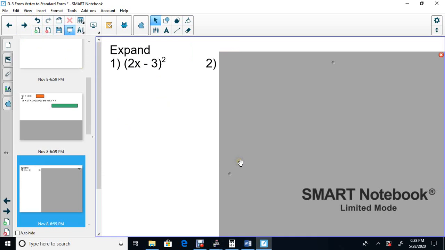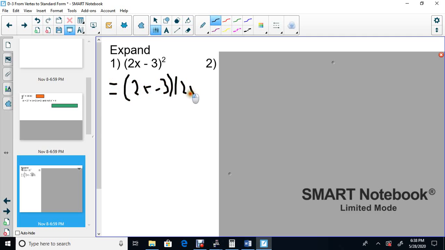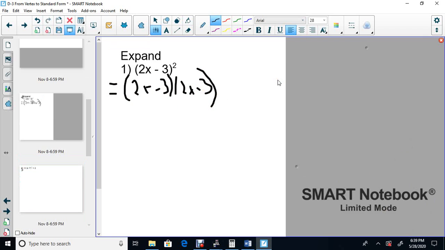Okay, let's do the first one. So when you do this question, make sure you write 2x minus 3 twice. 2x minus 3. You have to write it twice. It's a little bit messy, my writing here, but you just write the same thing twice. And now you multiply it out.